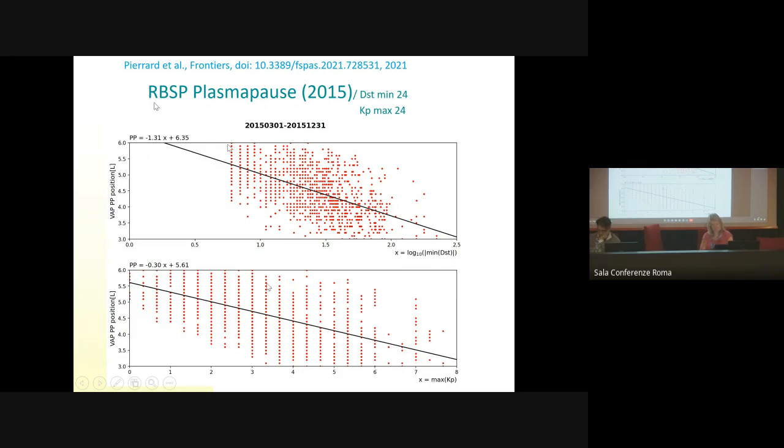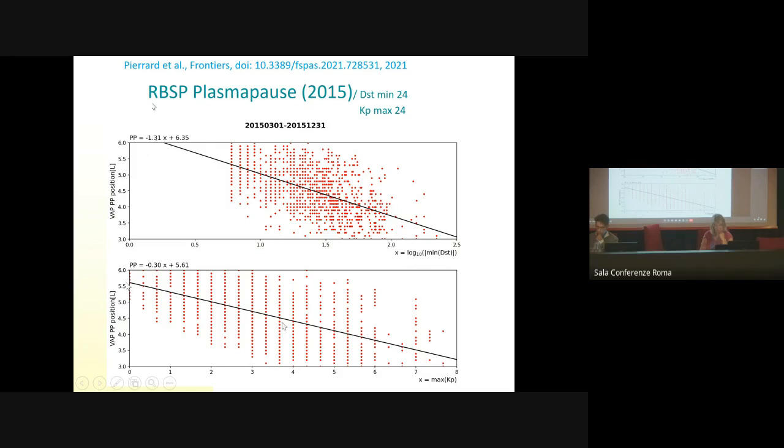And you can see that even if there is a large dispersion, there is a clear trend that the plasmapause is closer to the Earth when Dst is very low, just as when the minimum of Dst is high positive.